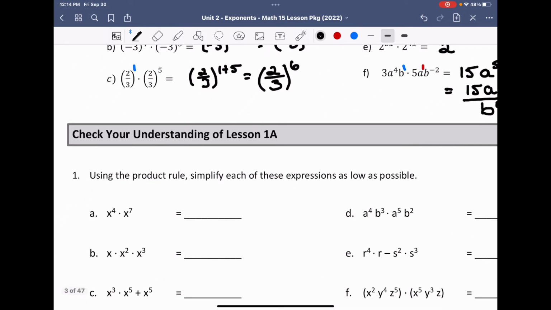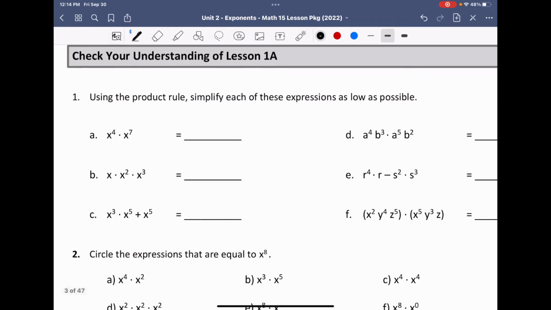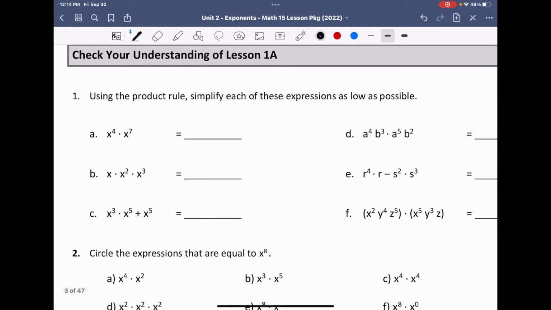All right, so here's where you check your understanding. This is where I would like you to practice those skills. There's lots of different examples here, lots of different variable examples, number examples. I want you to go through this, and this is going to be your homework section.